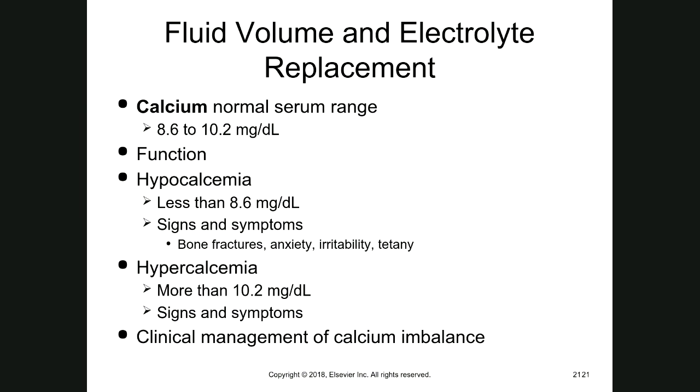You start having laryngeal spasms and twitches of the mouth. Over 90% of the body's calcium is found in the bones and the teeth. Of the remaining calcium found in the blood, about 50% is bound to protein.